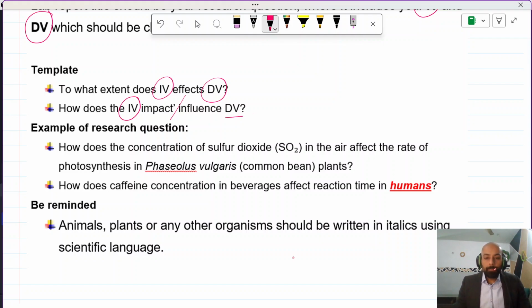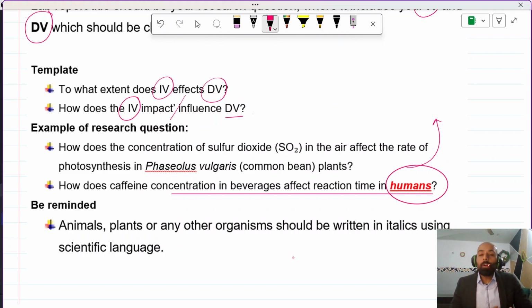Can you point out any error in this question? What is the error over here? You can just pause the video and look for the error. The main error is that the scientific name is not used. So make sure in your research question, if you're naming any organism, any plant, you write down the biological scientific name of that particular organism.